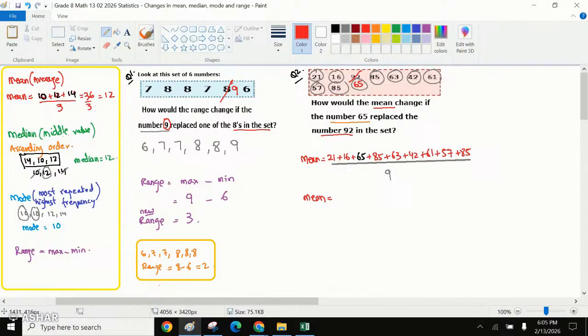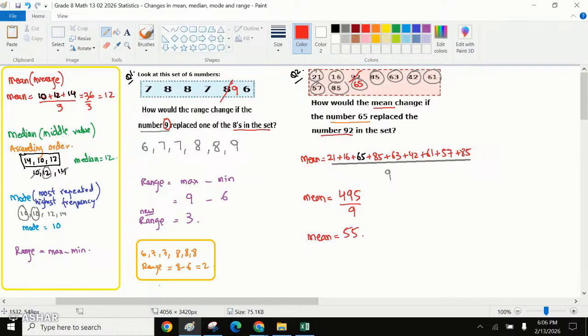If I say 21 plus 16 plus 65 plus 85 plus 63, 42, 61, 57, and the last number was 85. The total comes out to be 495, divided by 9. And we know that the mean would finally come out to be 55.